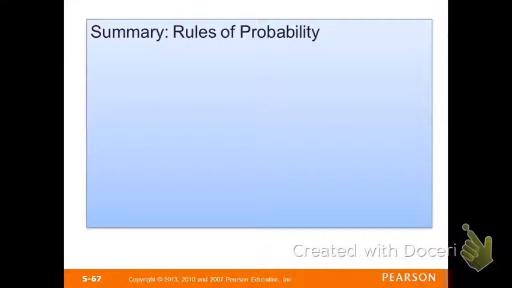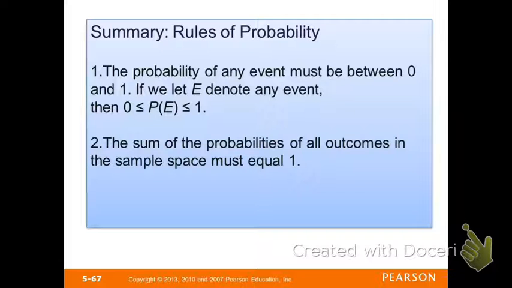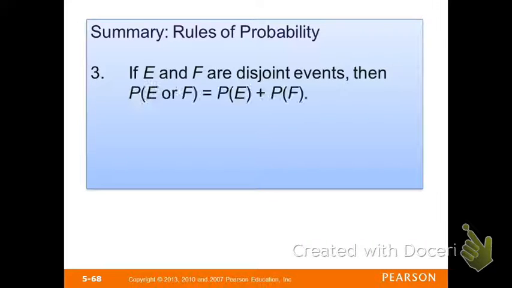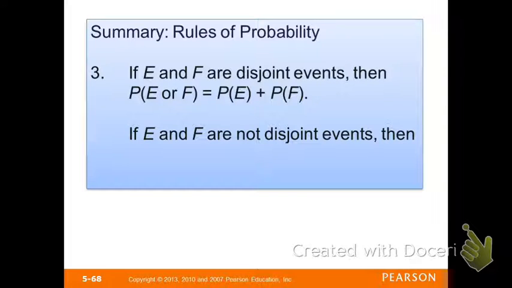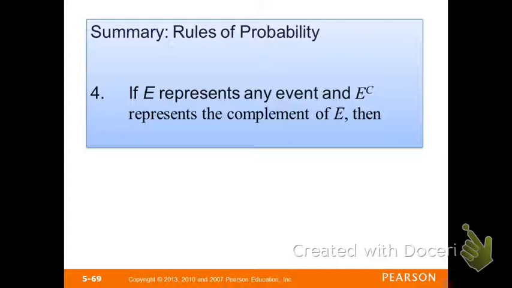All right. So here's a summary of the rules of probability. The sum of all probabilities of all outcomes in a sample space must equal 1. If E and F are disjoint events, then the probability of E or F is the sum of the probabilities, and that extends to multiple things. If E and F are not disjoint events, then it's still the sum of the probabilities, but we have to subtract the intersection of the probabilities.